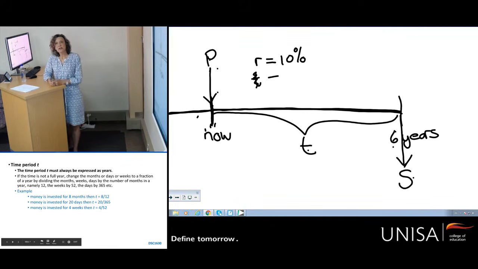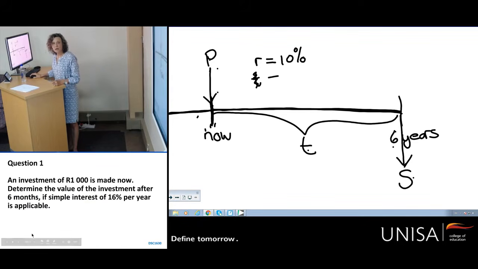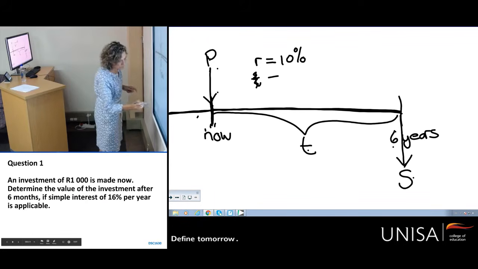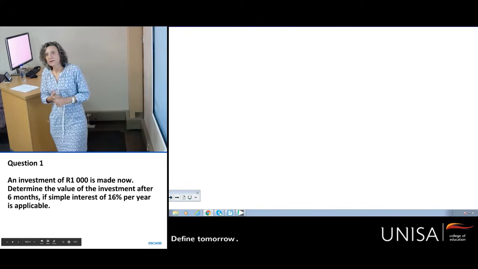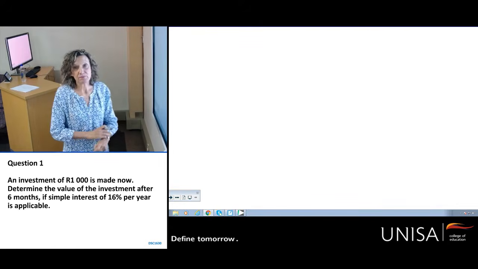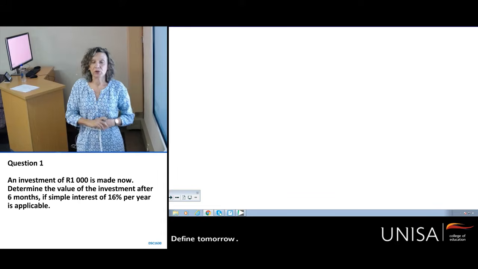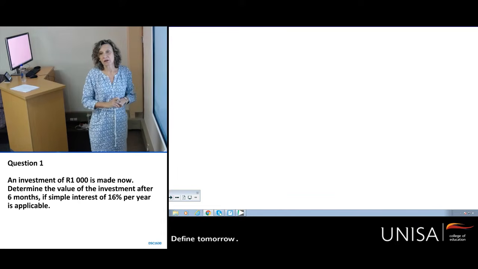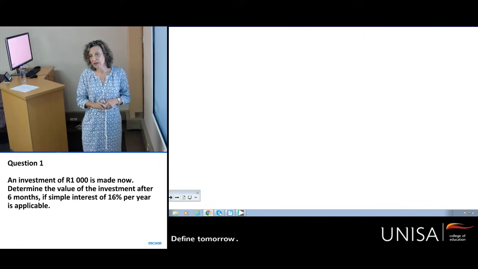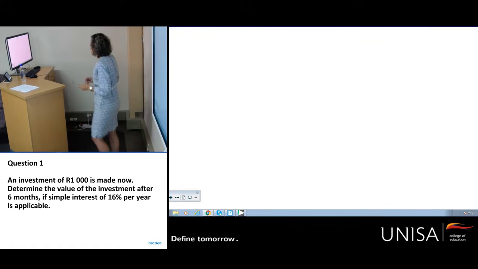As I said previously, your time period T is also very important for your calculation. It must always be expressed as years. Now let's look at our first question. An investment of 1,000 Rand is made now. Determine the value of the investment after 6 months, if simple interest of 6% per year is applicable.